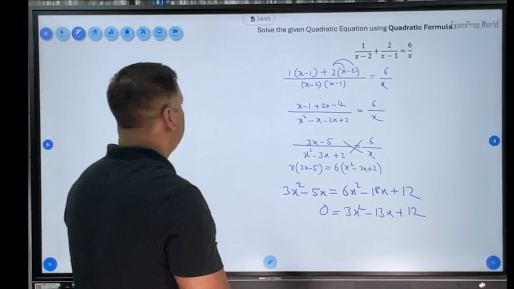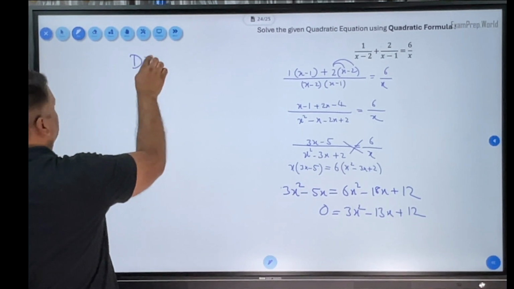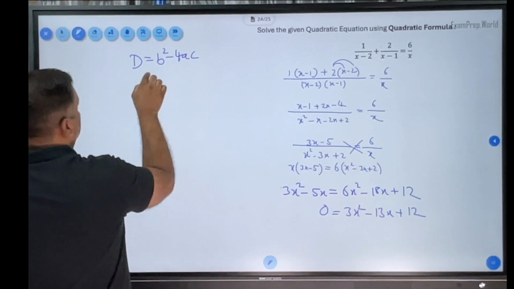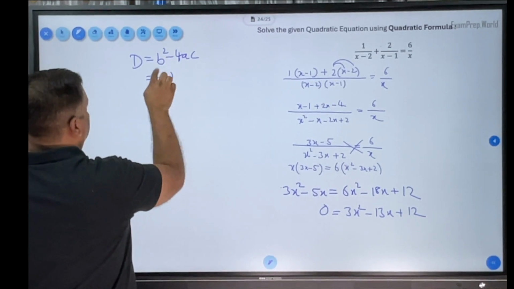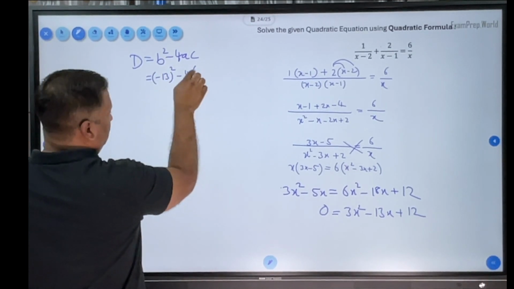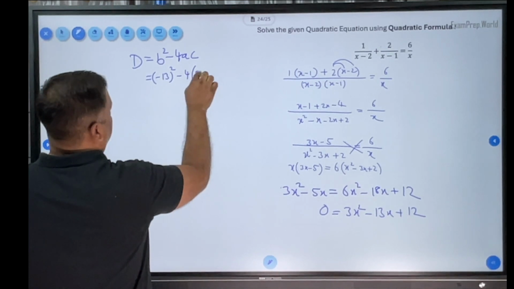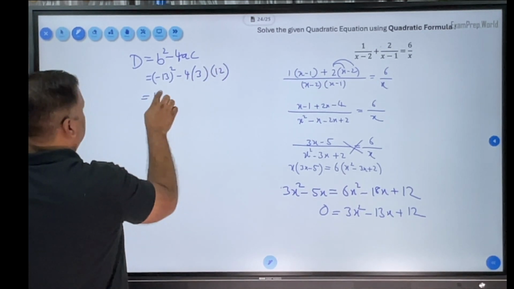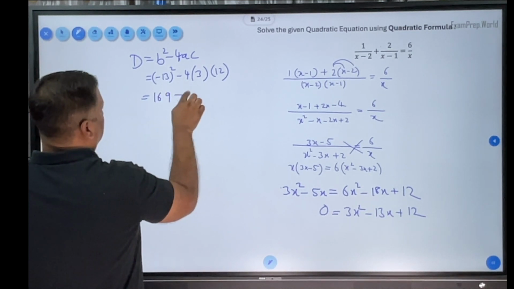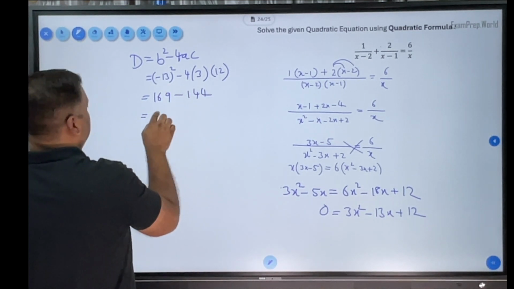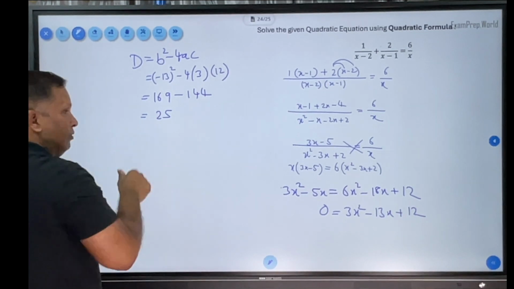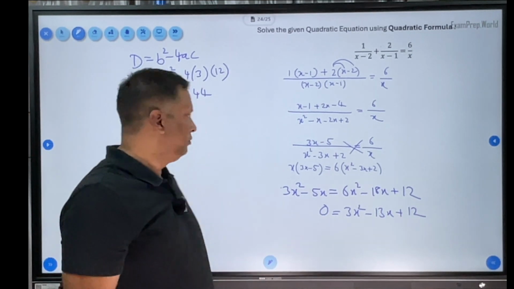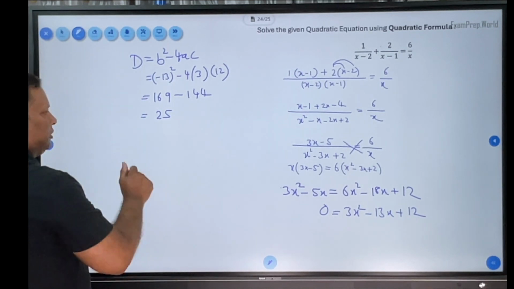Okay, let's go and find the value of D. B square minus 4ac. So it is negative 13 whole square minus 4 times a is 3 and c is 12. Right? It is 169 minus 144, which is 25. It's again a perfect square number. If you wanted to factorize this, you could have done. Okay. So a perfect square number helps us.